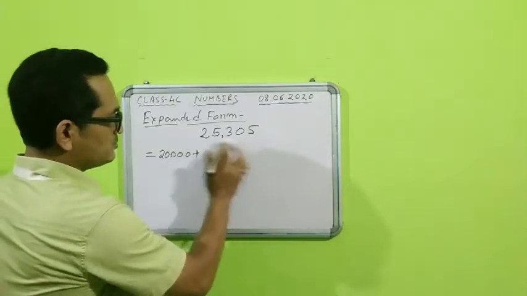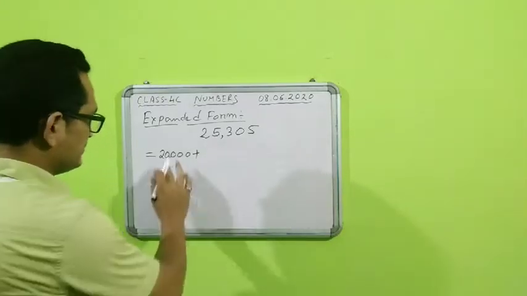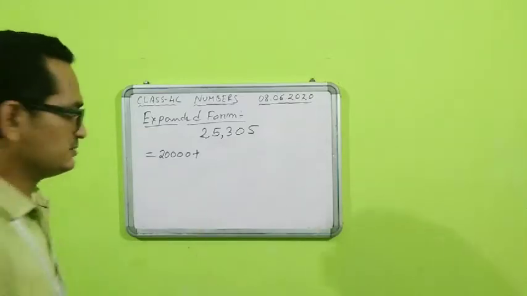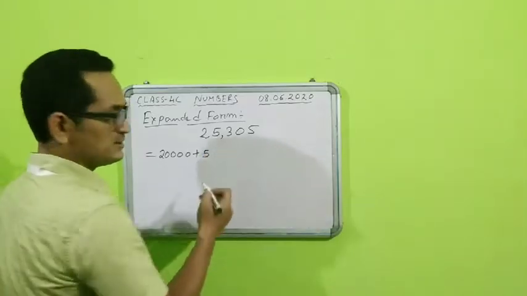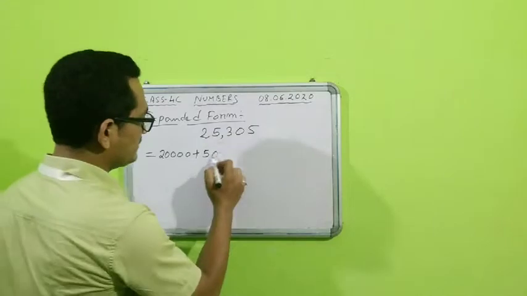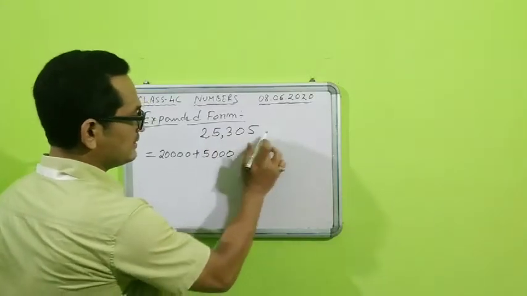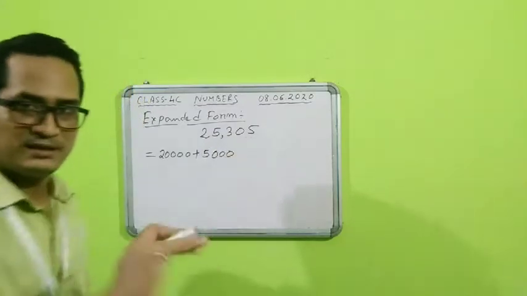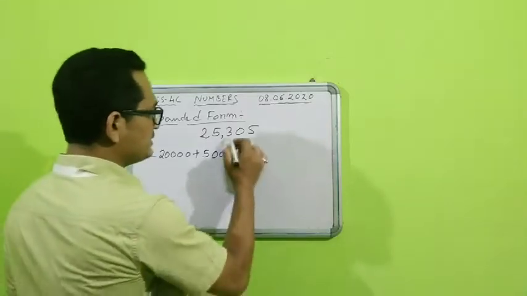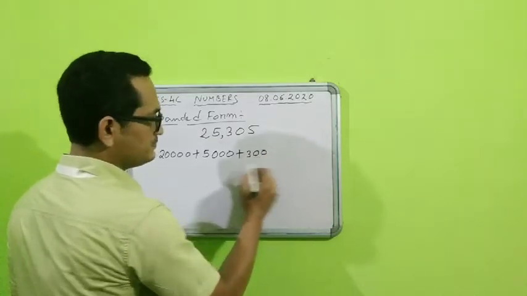2 and 4 zeros will come because the remaining are 4 zeros. So that means 4 zeros are coming. So that is 20,000. Then after that, 5 is in the 1000 place. So 5 into 1000. So that will be 5000. So 5 and then 3 zeros we have to write since 3 places are left. 3 is in the 100th place. So it will be 300.